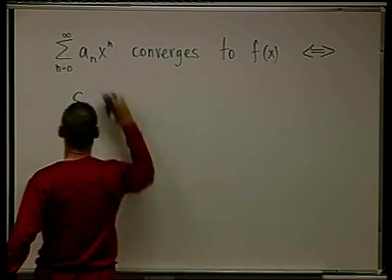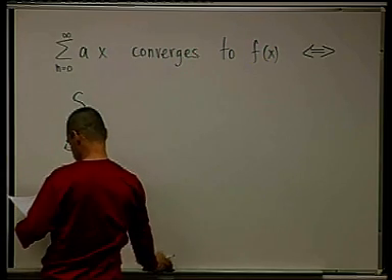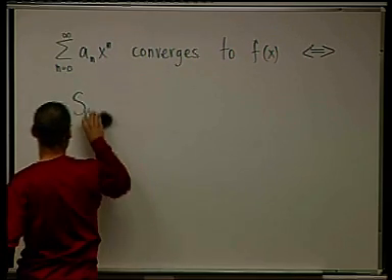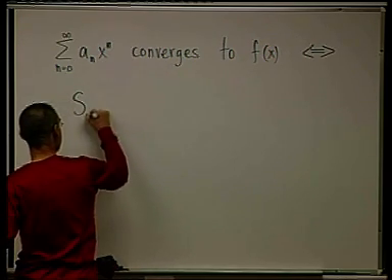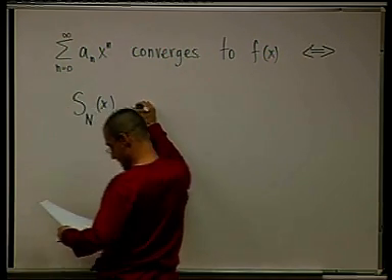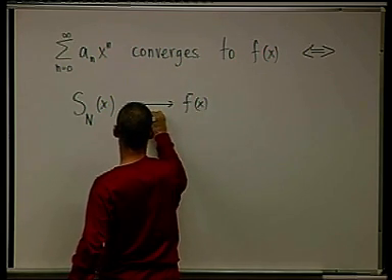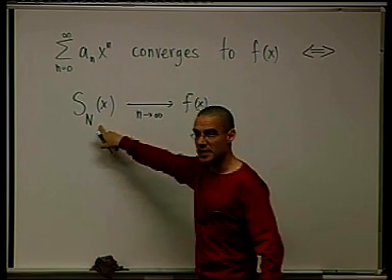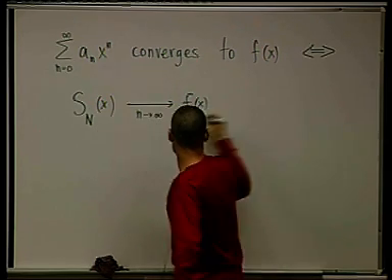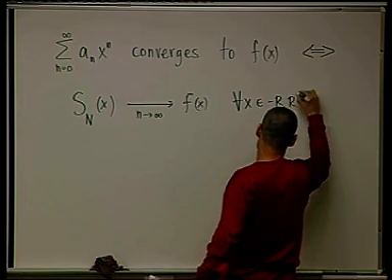S_N(x), let's call this capital N, converges to f(x) as N goes to infinity. What is S_N(x)? Those are the partial sums. And this has to be true for any x inside this minus R, R interval.